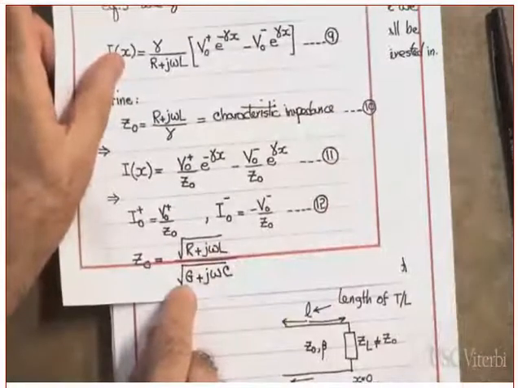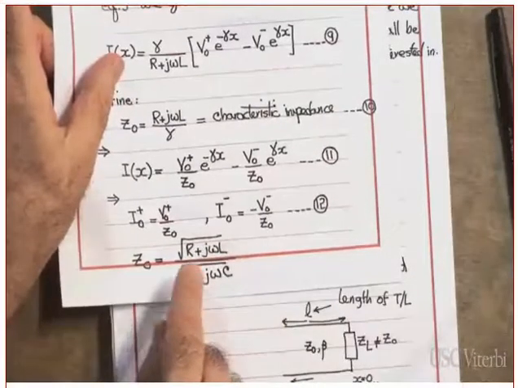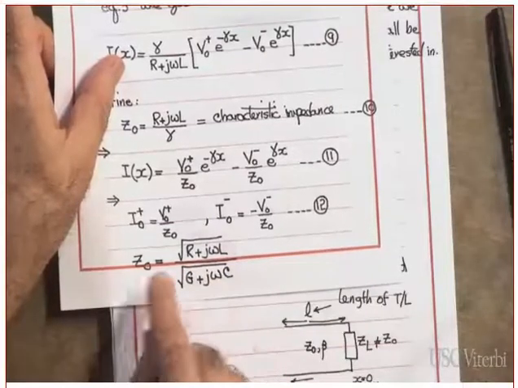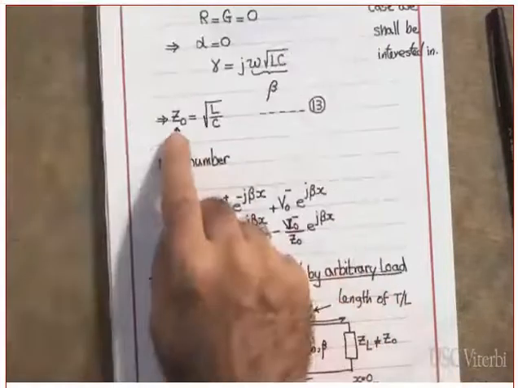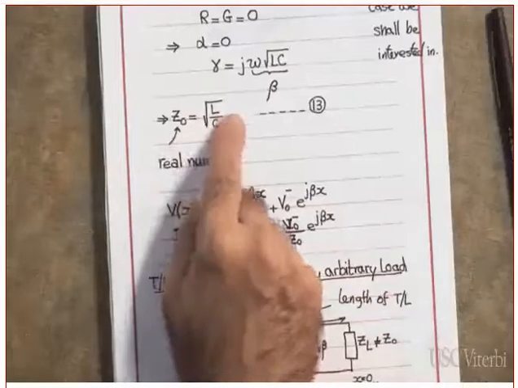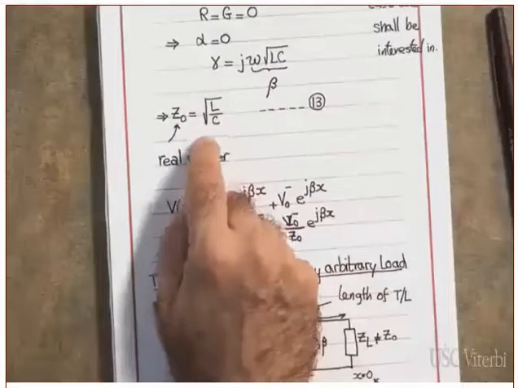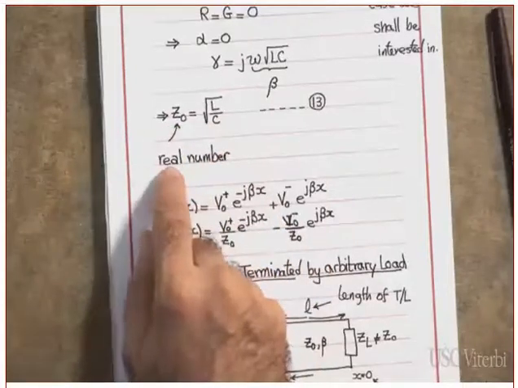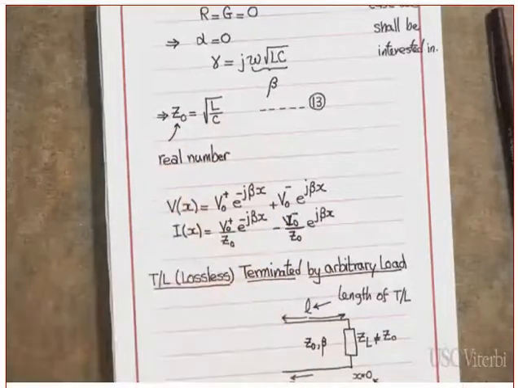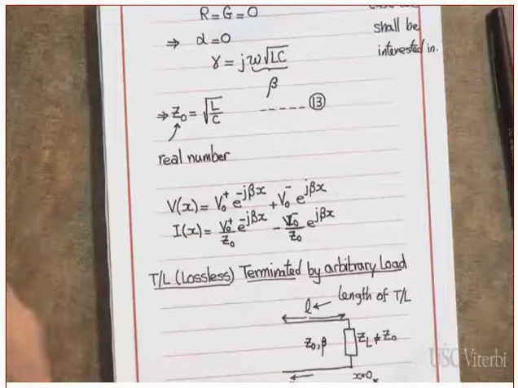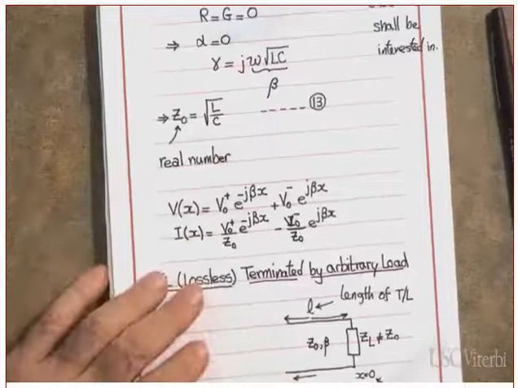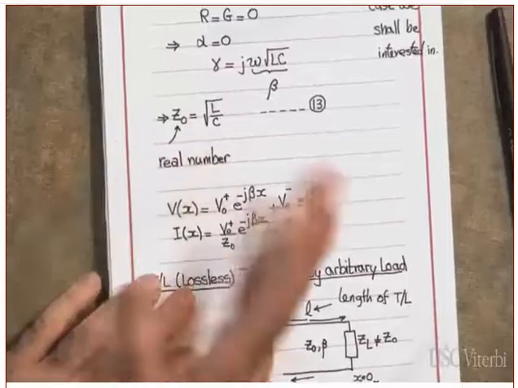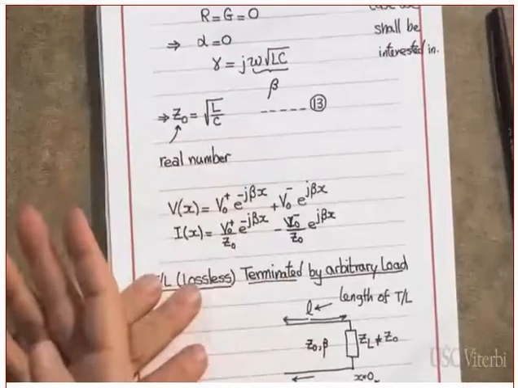So the R and the G are zeros, and the j omega cancels with the j omega. I end up with Z naught equal to the square root of L over C. Is it a real number? That is a real number. Usually we use it as 50 ohm, for some cables 75 ohms and so on. Let's not worry about that; the question will give it to you.